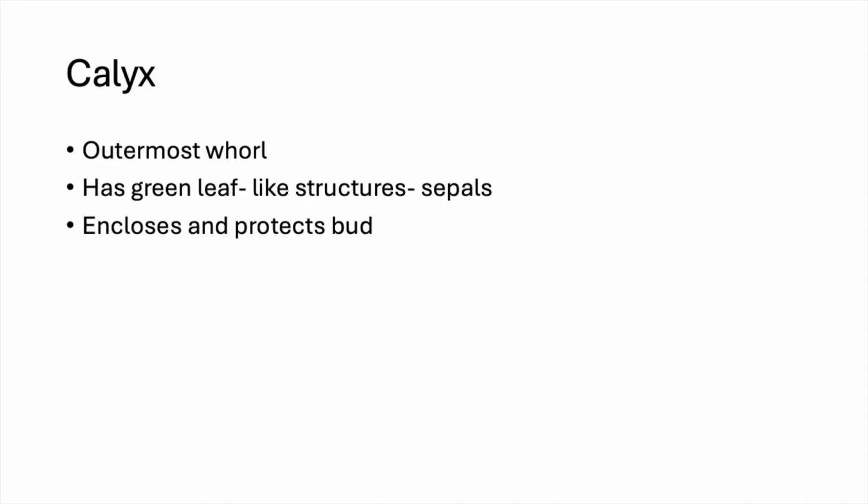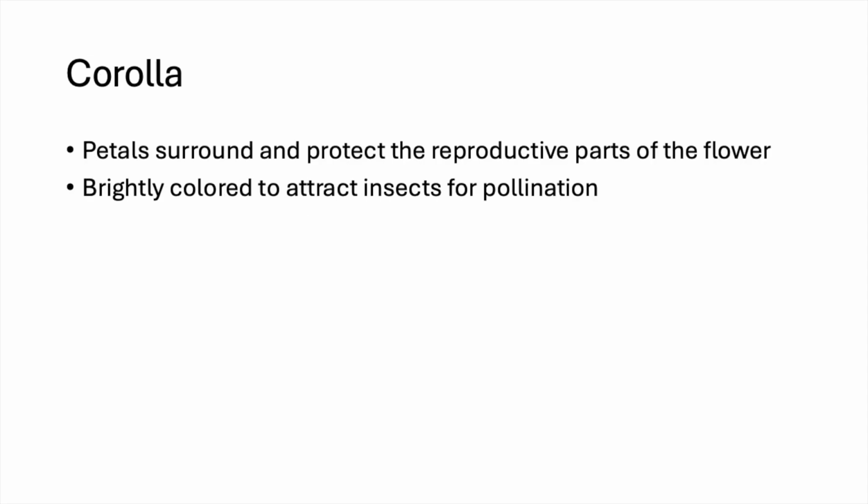The calyx. It's the outermost whorl. It has green leaf-like structures called sepals, and the function is to enclose and protect the bud. The corolla contains petals which surround and protect the reproductive parts of the flower. They're brightly colored just to attract insects for pollination.